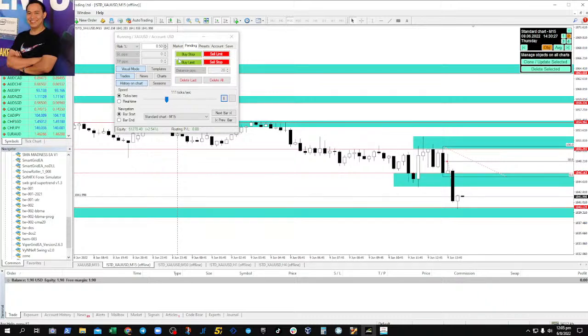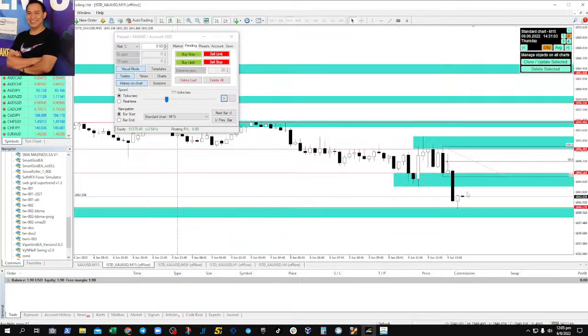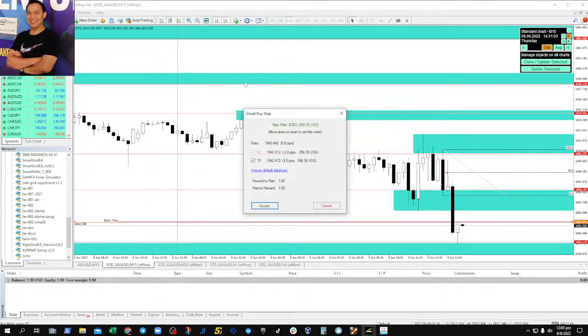Okay, so look, this is a bullish pin bar, and this is M30, M15. On M30, it looked like a rejection of the zone. The plan here is really simple. This is a bullish rejection candle, so we're going to do a buy stop.